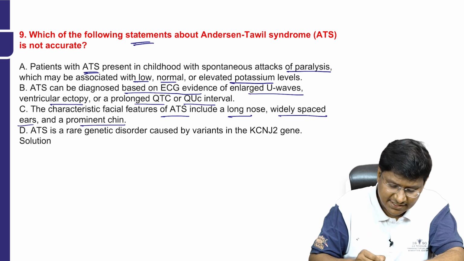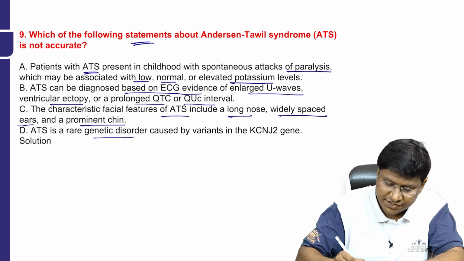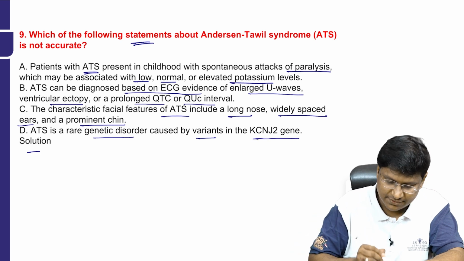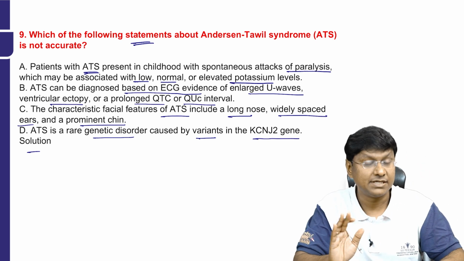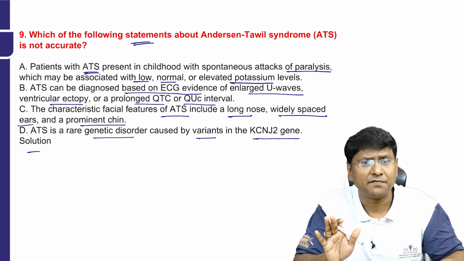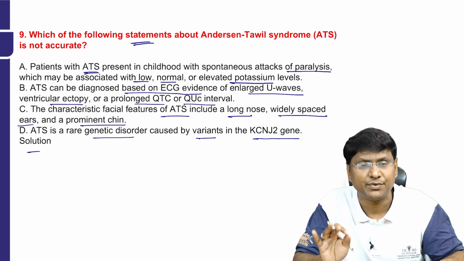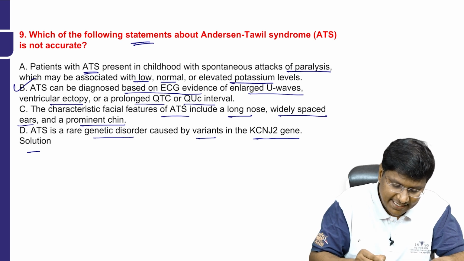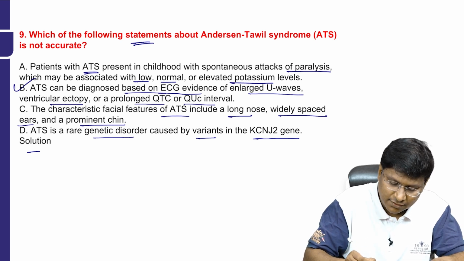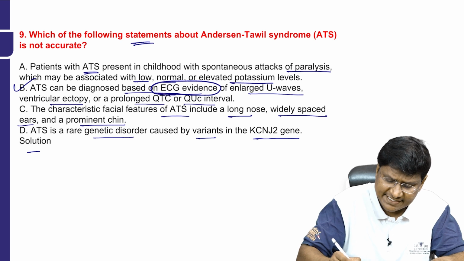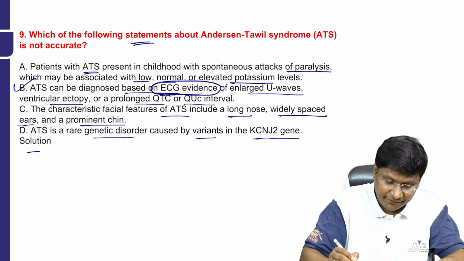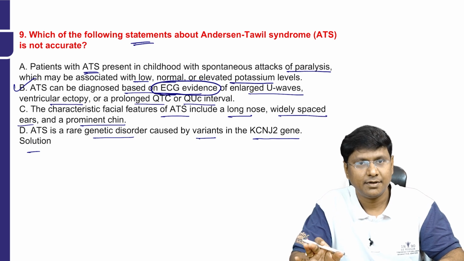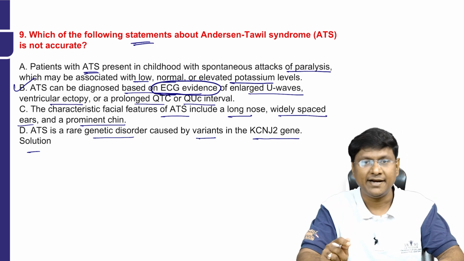Fourth option, Anderson-Tawil syndrome is a rare genetic disorder which is caused by variants in the KCNJ2 gene. Okay, so these are the four options, and the incorrect statement will be that Anderson-Tawil syndrome can be diagnosed based on ECG evidence of enlarged U waves, ventricular ectopy, or prolonged QTc or QU interval. That is not correct in case of Anderson-Tawil syndrome.